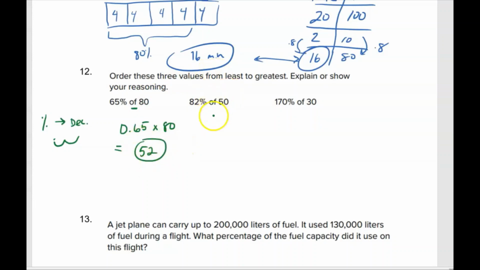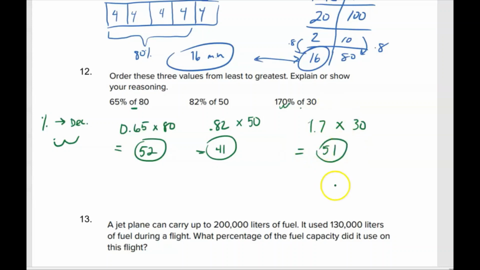Here, 82%, 0.82 of, times, 50. 82% of 50, punch that in, gives you 41. And in the last one, 170%, so 1.7, of, the math is times 30. Multiply 1.7 times 30, you come up with 51.